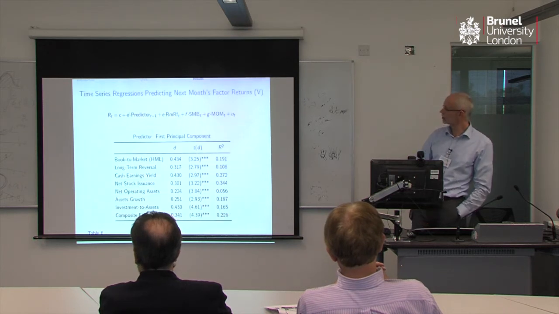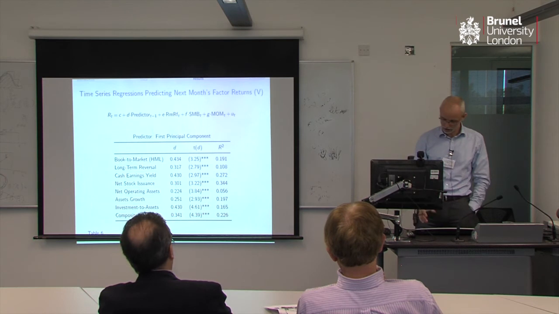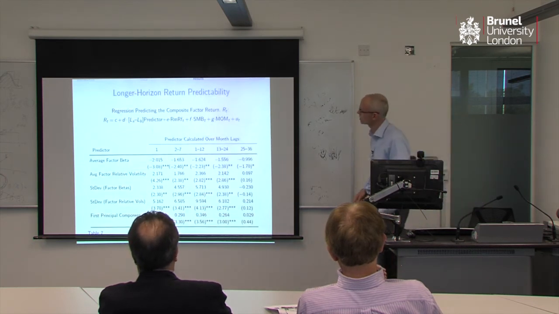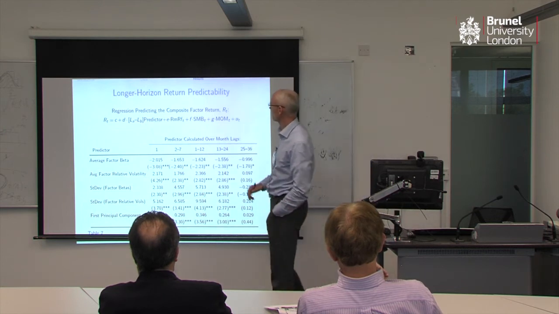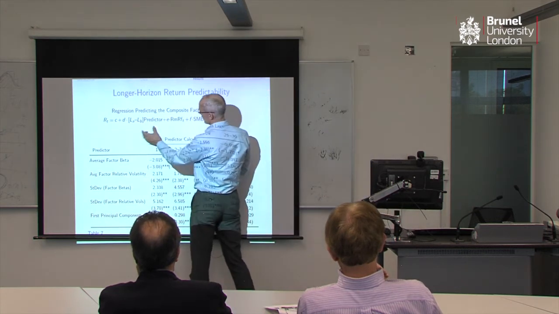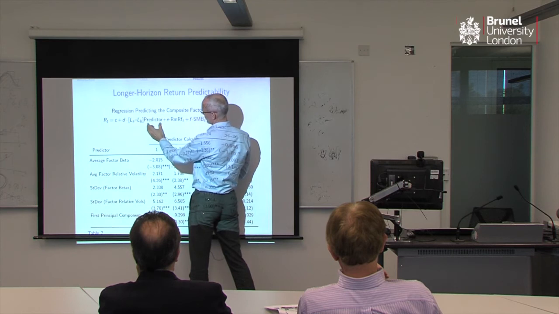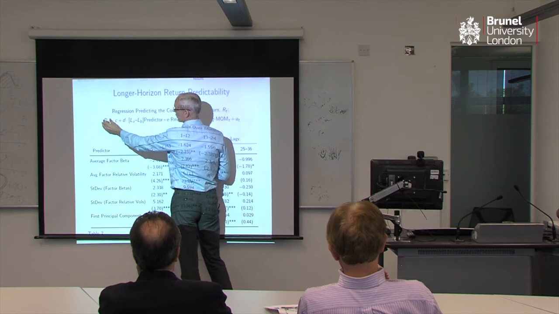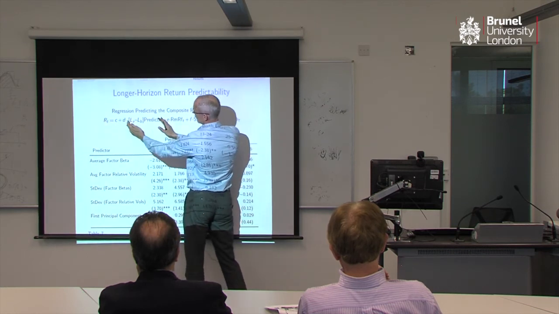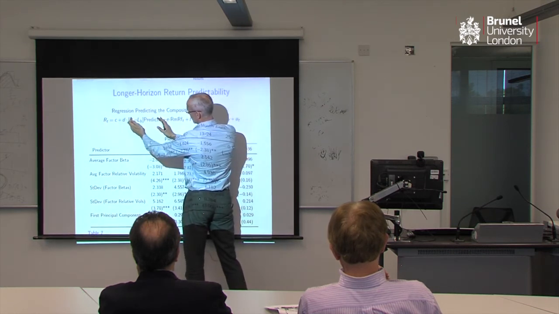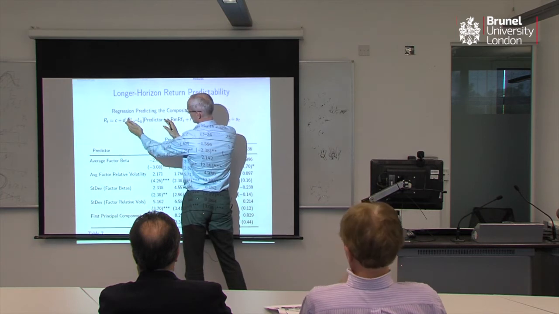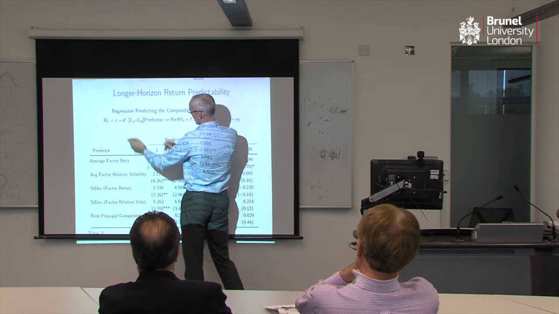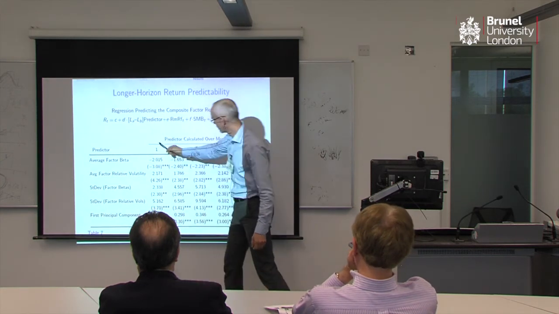All right, so this was next month returns. How about longer horizon returns? Here we do a similar exercise, except that we are holding the 1 month factor return constant, and then we're looking at a longer horizon over which we construct the predictor variable. And so this would be the 1 month return.